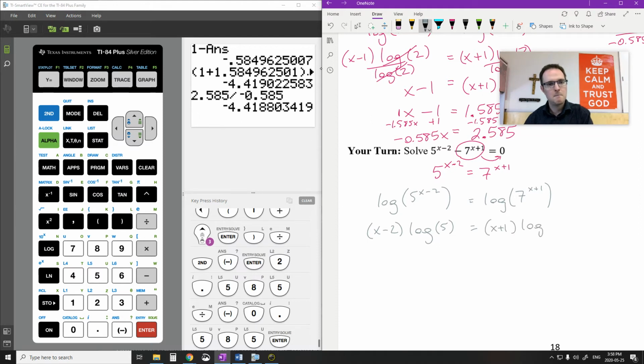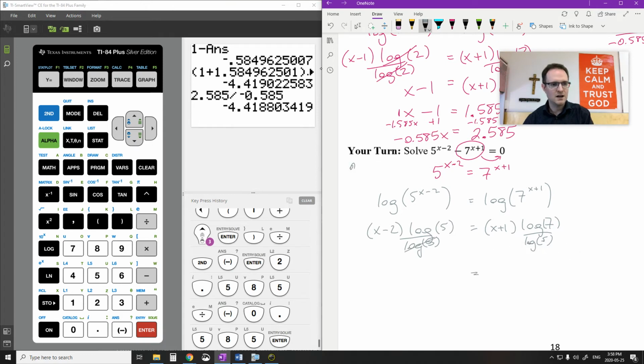Okay, I'm going to divide by one of these logs. It doesn't really matter which one. Let's divide by, because I don't like decimal numbers less than 1, I'm going to get a decimal no matter what. But I want a number that's a little bit bigger. So I'm going to divide by the smaller log here. So divide by log 5.